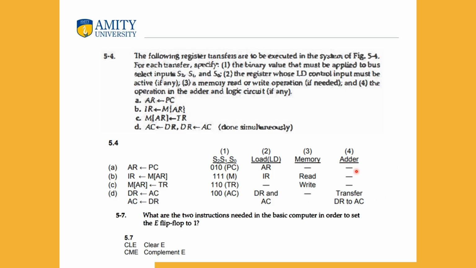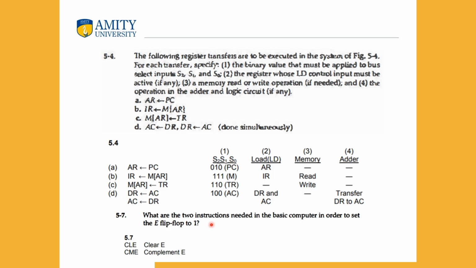And the adder that is connected to the AC and has DR as an input, the function that the adder will perform is it will transfer data from DR to AC. Hence both the operations will be performed, where AC will copy data from the bus to DR and DR will send data through the adder to AC.